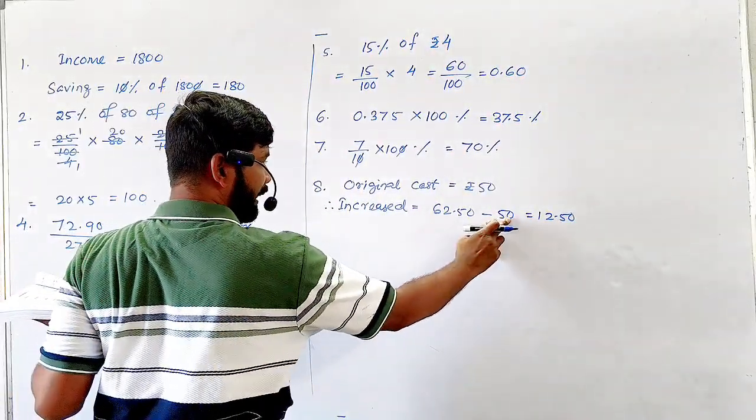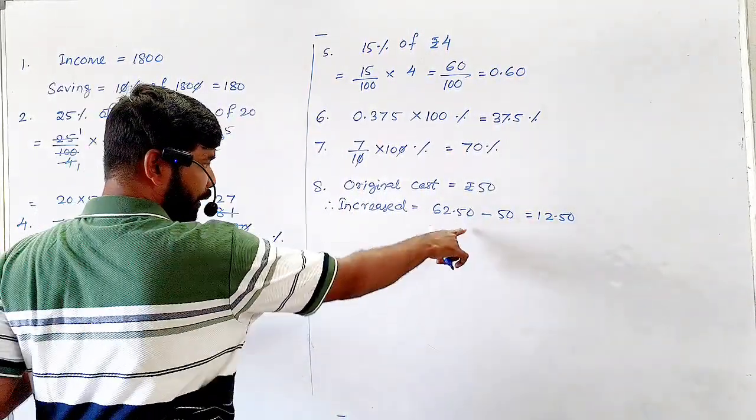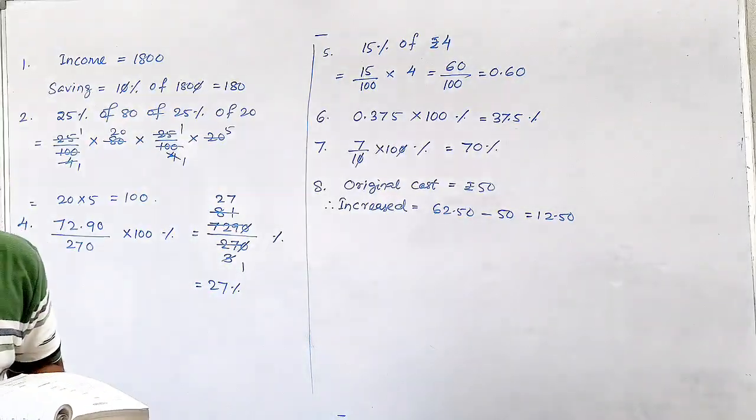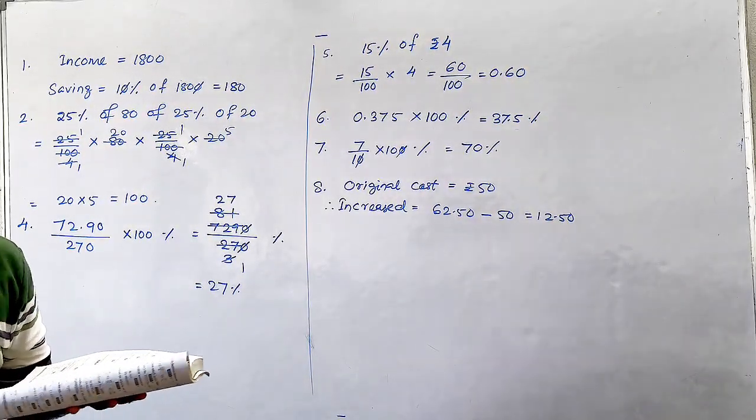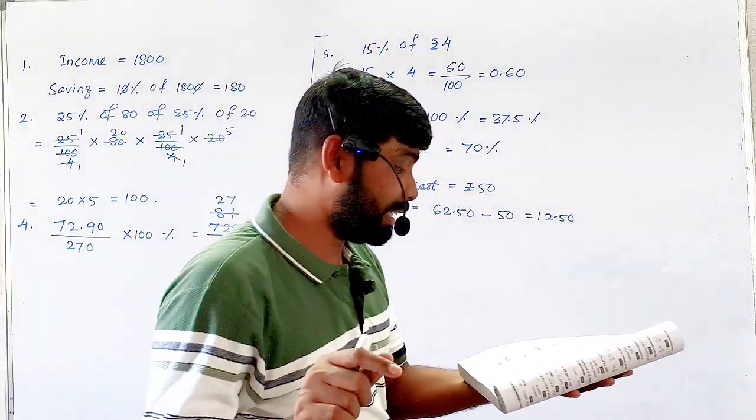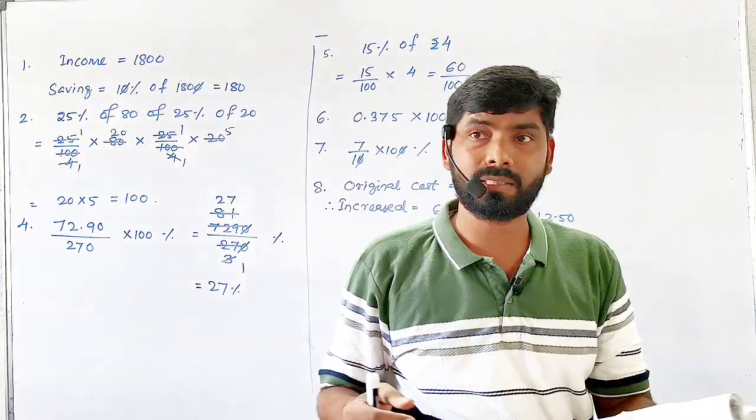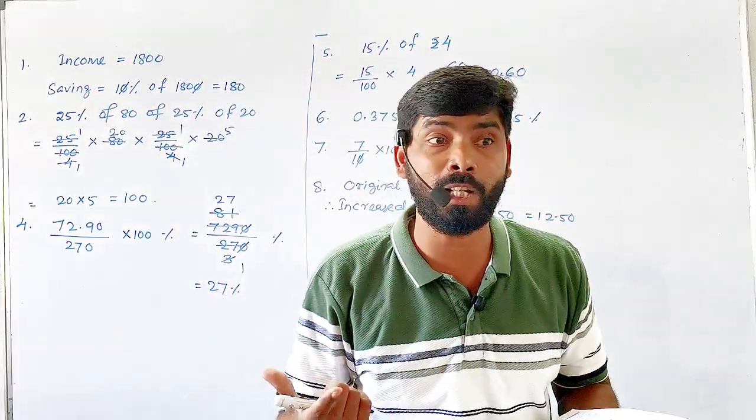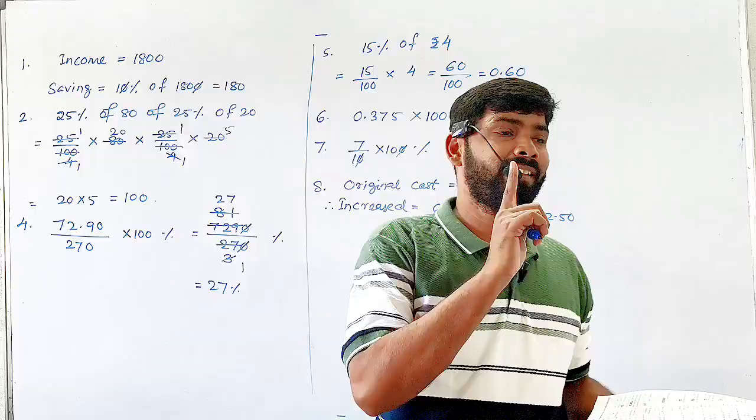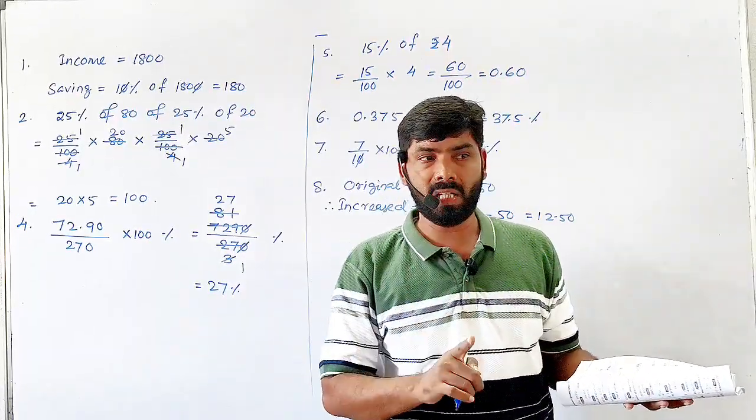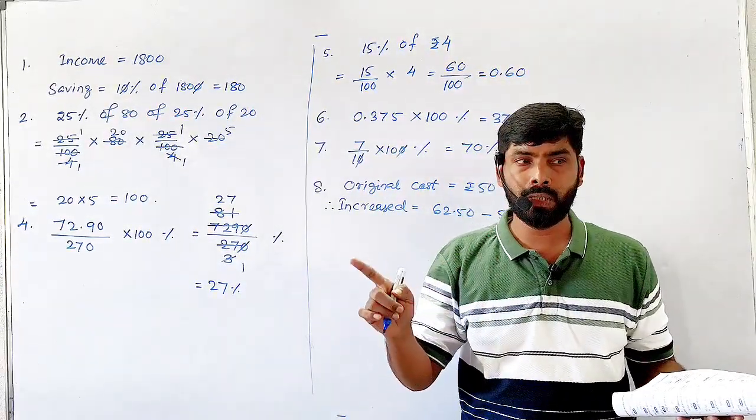Imagine now, 62 minus 50 is 12 rupees, and again 0.50 is there. So the increase is 12.50 rupees. Then it is asked for the increase percentage. Increase percentage formula: increase value by original value into 100%.